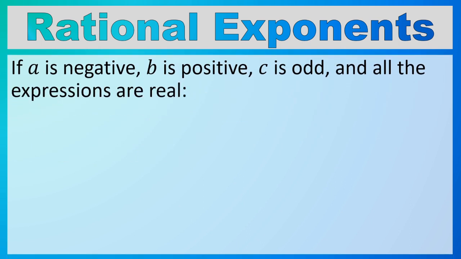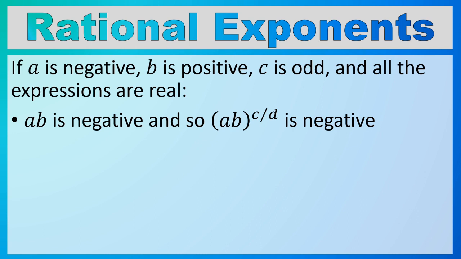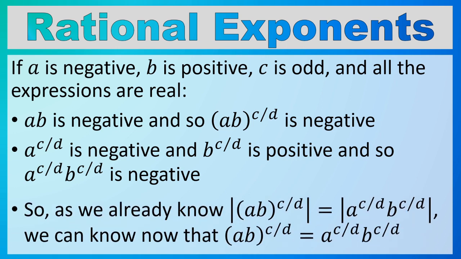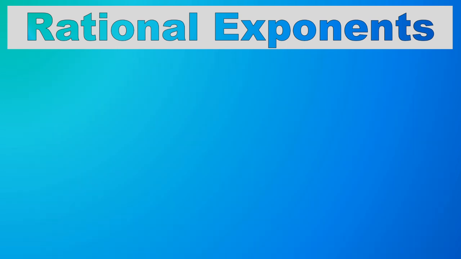If A is negative, B is positive, C is odd, and all the expressions are real, then AB is negative, and so that expression is negative. That expression is negative, that expression is positive, and so that expression is negative, and so the property holds true.